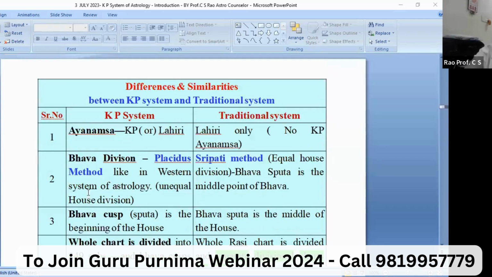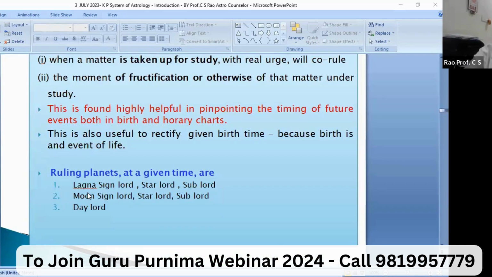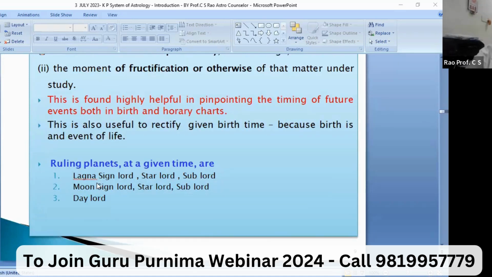Now we'll come to the part where, if you have any doubts, you can ask at this stage. Shall we entertain doubts now or go at the end? We'll go at the end. Again, we'll repeat the ruling planets and subplanets also.